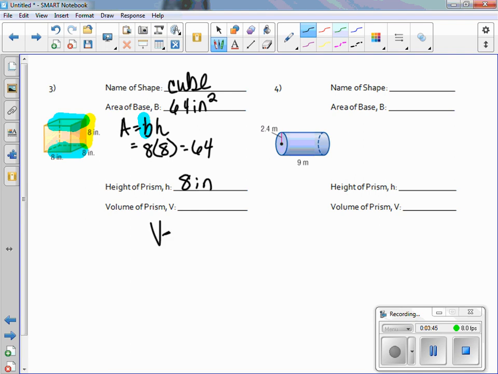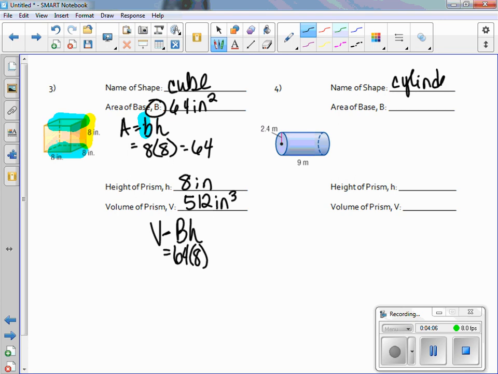So the volume is base times height. Big B is the area of the base, so 64, times the height, which is 8, and that's going to give me 512 inches cubed. Okay? Last one before we move on to triangular prisms. This one is a cylinder.